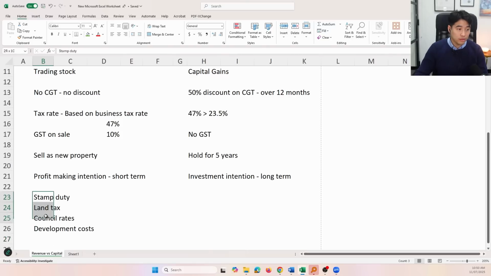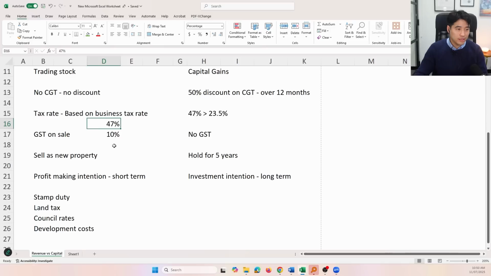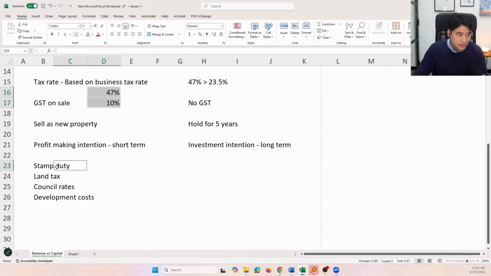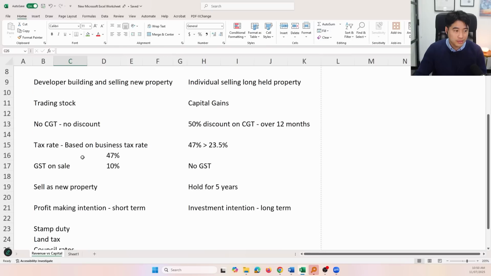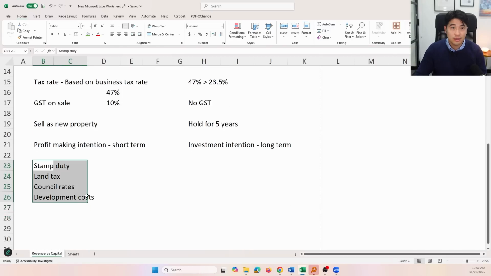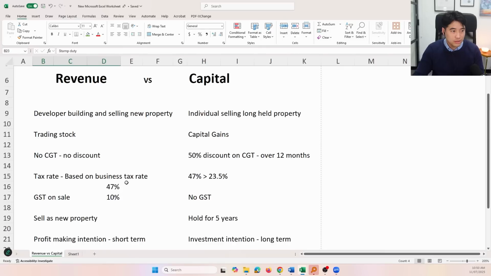So you've noticed that when you do property development, you get slugged for income tax, you get slugged for GST, you get slugged for stamp duty, you get slugged for land tax, council rates, and I'm running out of breath, development costs as well. It's just so many different government taxes where they take a piece of it. And as a result, a lot of developers, if they're first-time developers, don't realize how much the government takes as well.